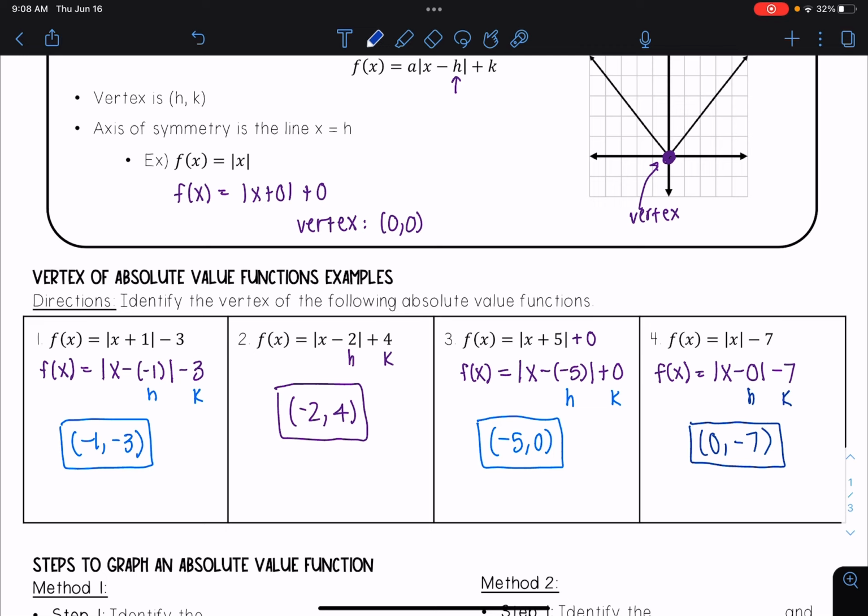So we see here your h is just going to be the opposite of whatever you see inside of the absolute value. Your k is whatever is added or subtracted at the end. And again, this is your vertex. That's going to be where the two lines on either side of the absolute value meet.